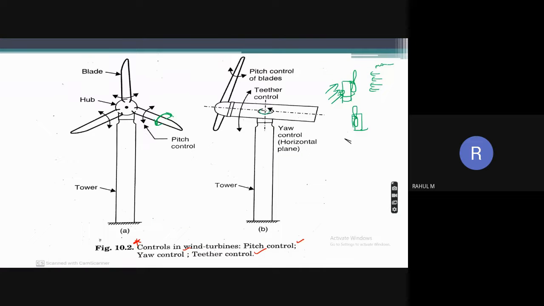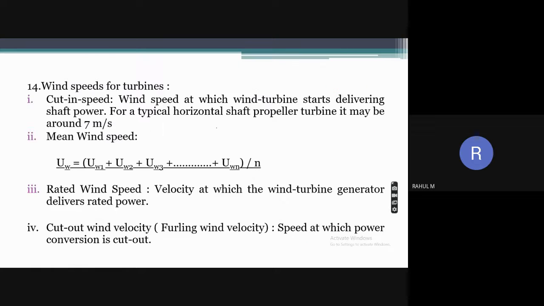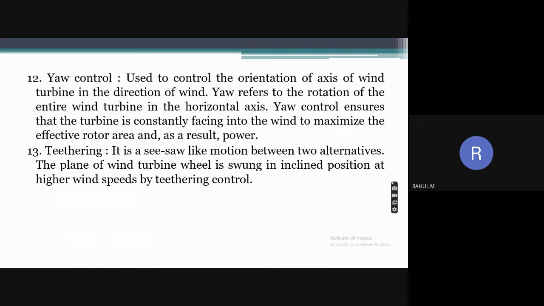So this one represents the yaw control. You can note this one. Yaw control is used to control the orientation of the axis of the wind turbine in the direction of wind. And this is important: yaw control ensures that the turbines are constantly facing into the wind to maximize the effective rotor area and, as a result, power. So that point is very important.